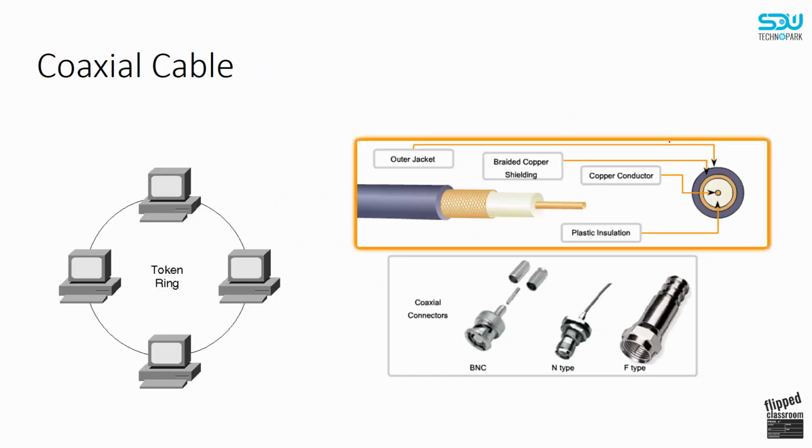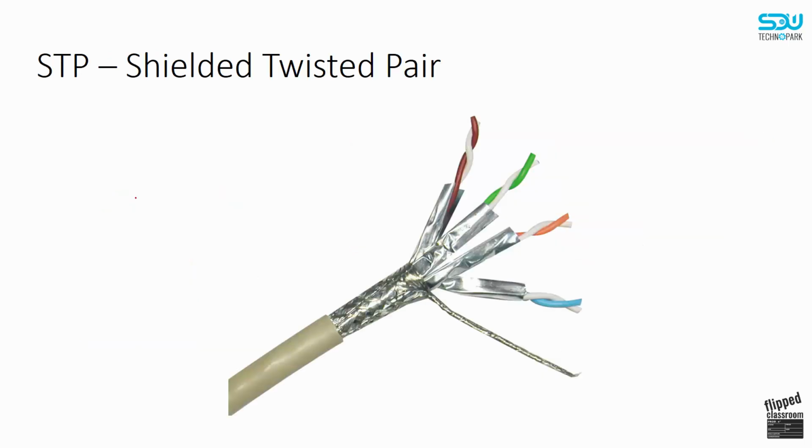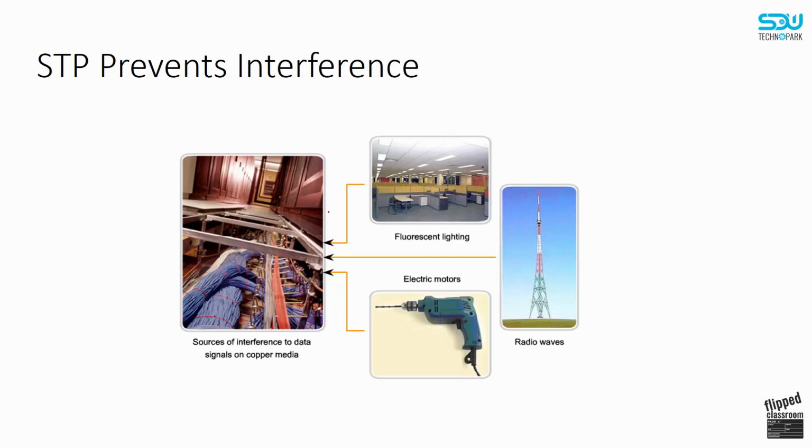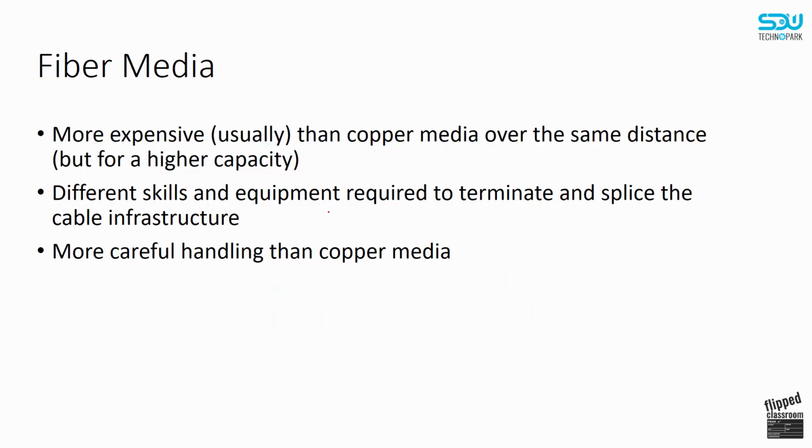Right, coaxial cable. It's like a TV cable nowadays, but before it was used in token ring, when computers were connected to each other in a ring and communicated by schedule. Alright, and the STP, shielded twisted pair, is the same as the UTP cable, but it has additional protection made from foil. STP prevents interference.